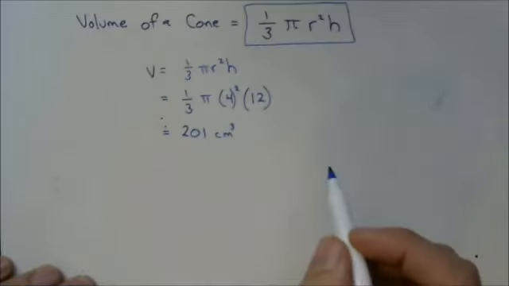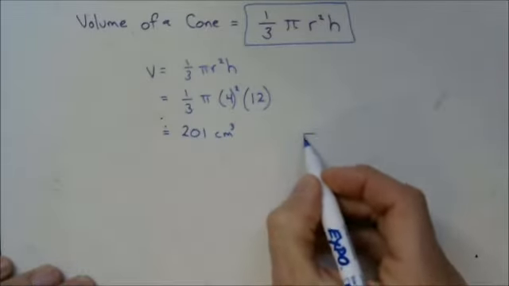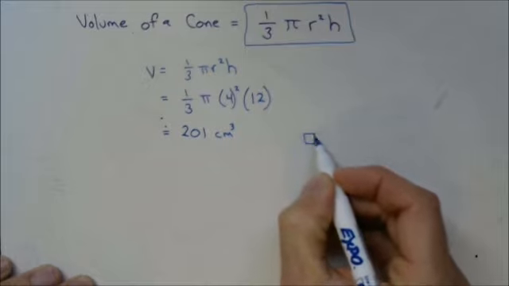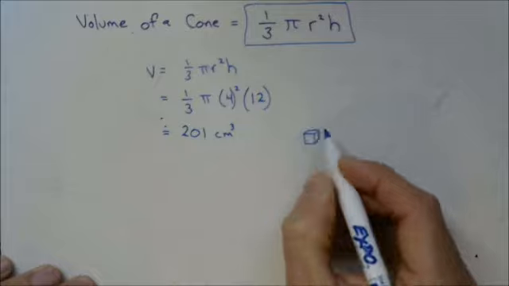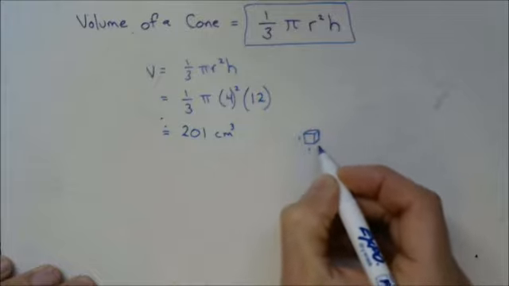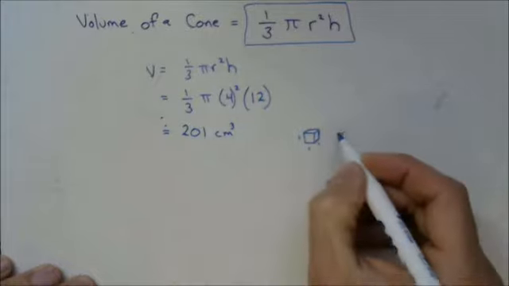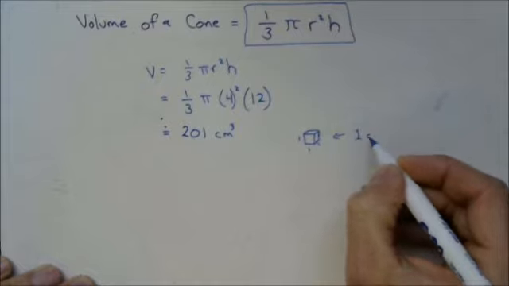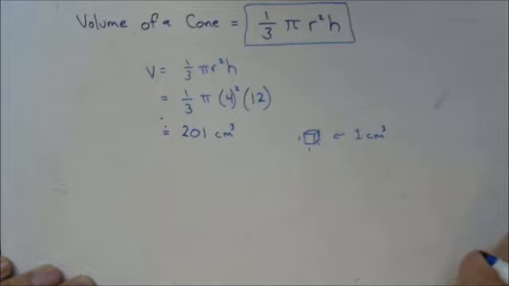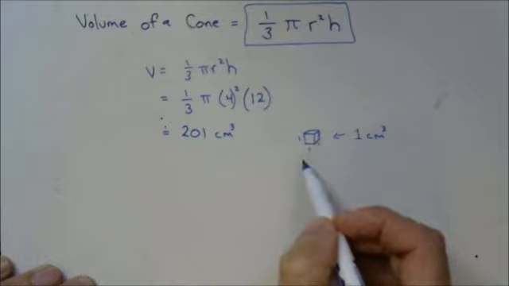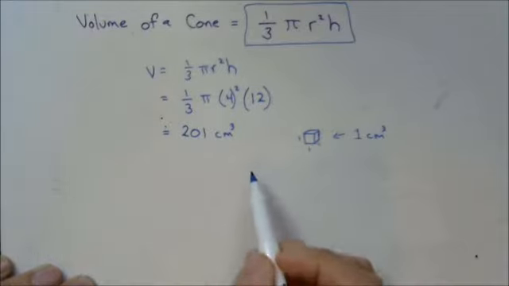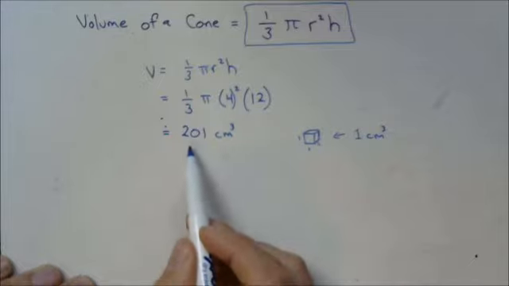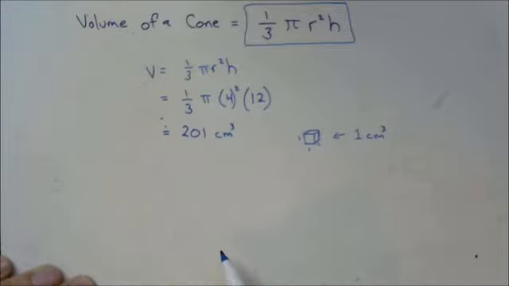And what does that really mean? That means if you had a little box that had side lengths of 1 centimeter, 1 centimeter, and 1 centimeter, this would be 1 cubic centimeter, okay? If you filled that with water and poured it into the cone, you'd have to do that 201 times in order to fill the cone, in order to fill this popsicle cone, okay?